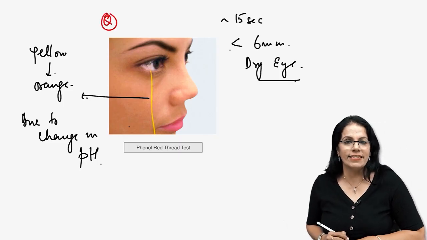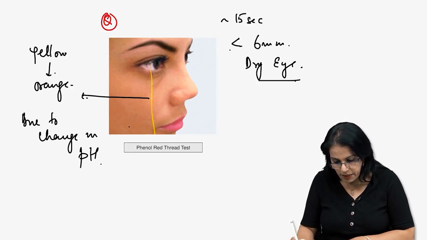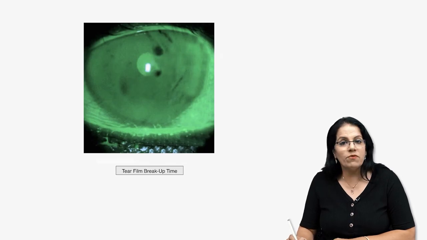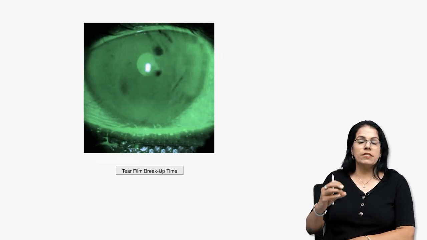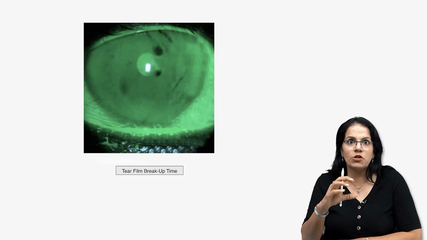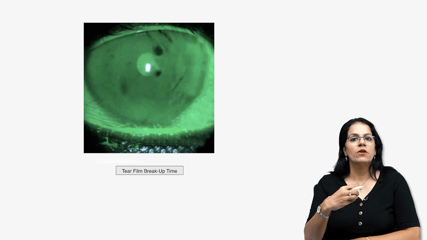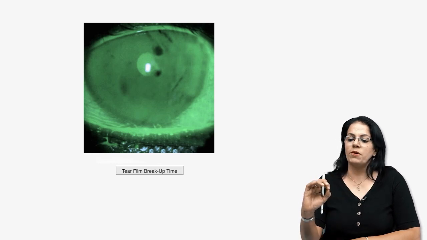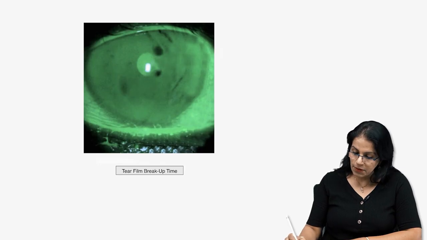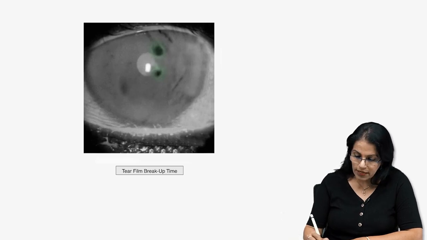Phenol red thread test. We come to the third test. Third is BUT, breakup time. Right? What is breakup time? How much time it takes once you are blinking and then you stop blinking. After the blink, when you start staring, how many seconds it takes for the first dry spot to appear on the cornea. So, you are examining the patient in the slit lamp with a mild fluorescein you have put here, and you are just examining in the slit lamp. These are the dry spots we see. So, let us learn how to do it.